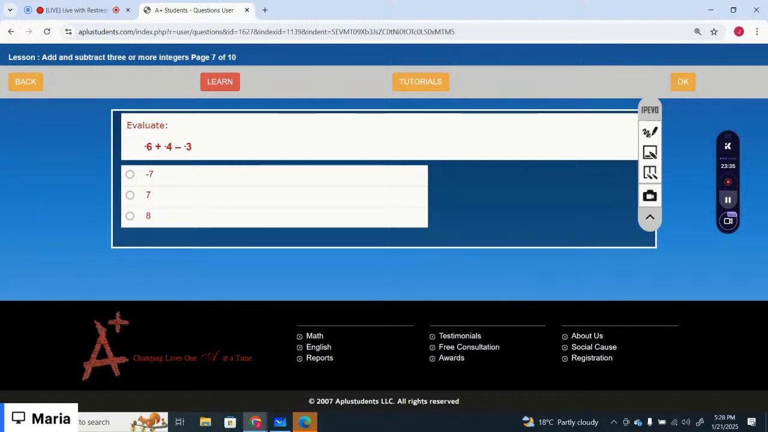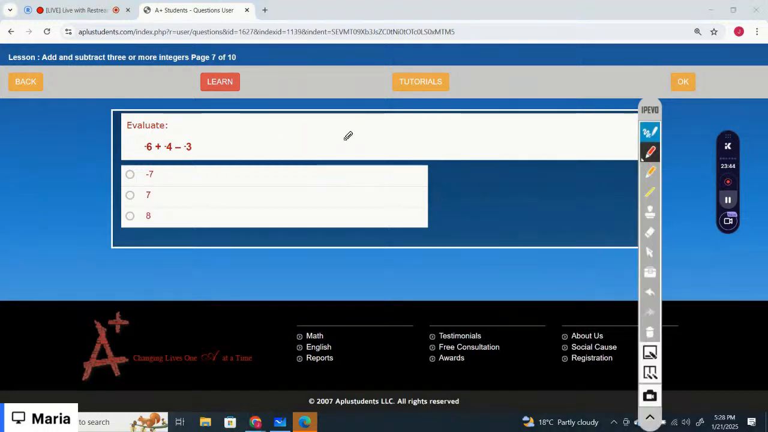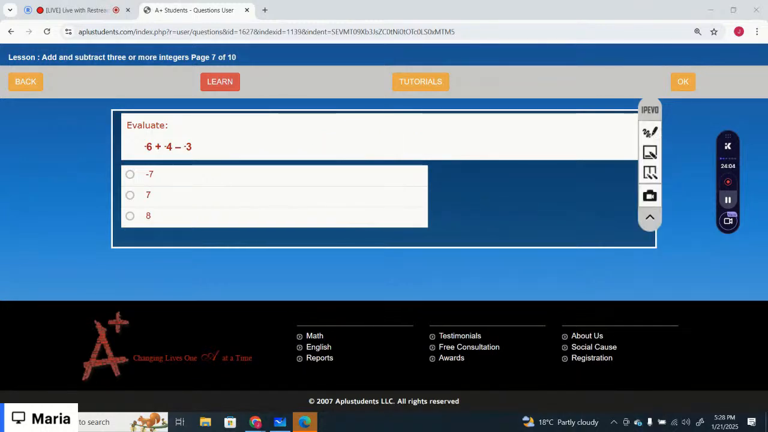Negative 6 plus negative 4 minus negative 3. So which is the correct option? Negative 6 minus 4 plus 3. Negative 10 plus 3 equals negative 7. Option number 1 is the correct option.